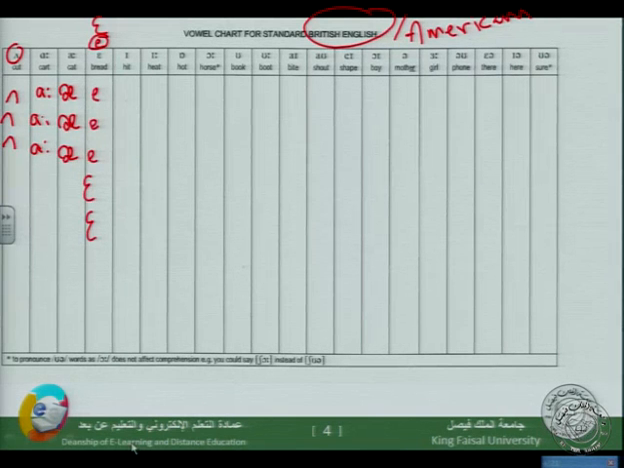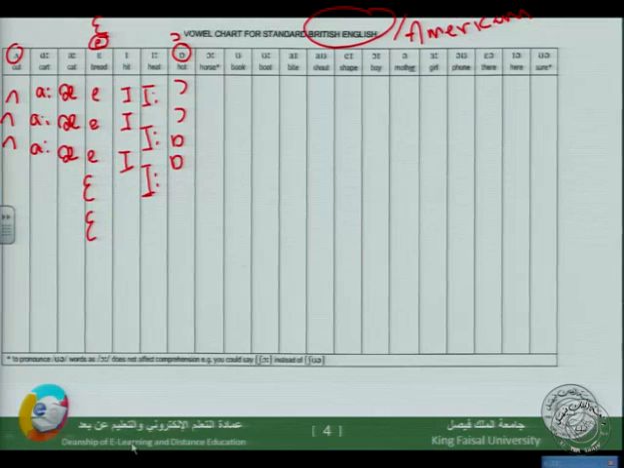Bread. Hit, not heat. Hit. Look at how we also write the E sound. Heat. Heat, okay. Also, hot. This is the short ah. You can write it in this form or this form. Hot, or an upside-down a. Hot.